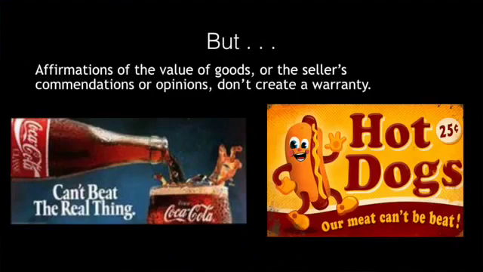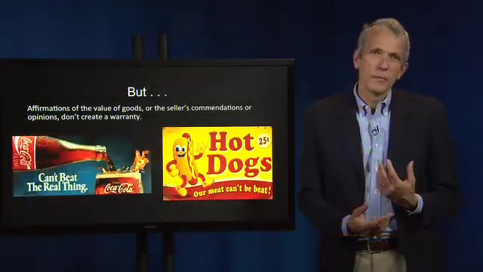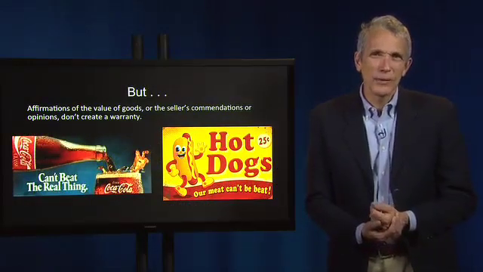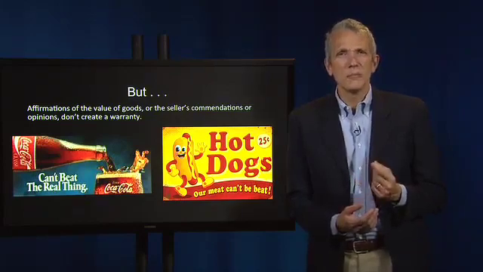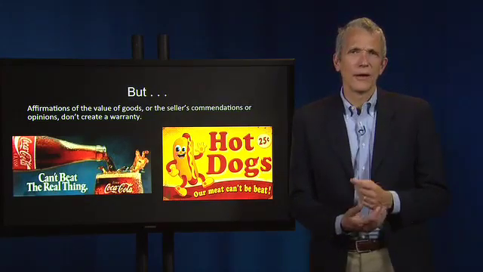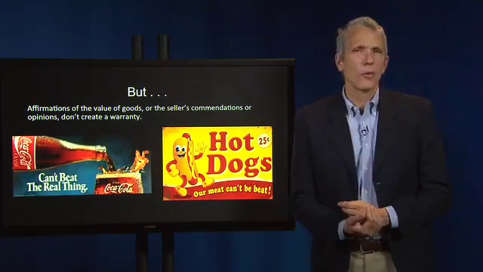But the UCC Section 2.313 also specifies certain statements that don't create express warranties. Affirmations of the value of the goods, or statements that only purport to be the seller's opinion or commendation of the goods. These statements regarding opinion or commendation are in effect just puffing. But I find it annoyingly ambiguous that the UCC provision says that, quote, an affirmation merely of the value of the goods, unquote, does not create an express warranty.